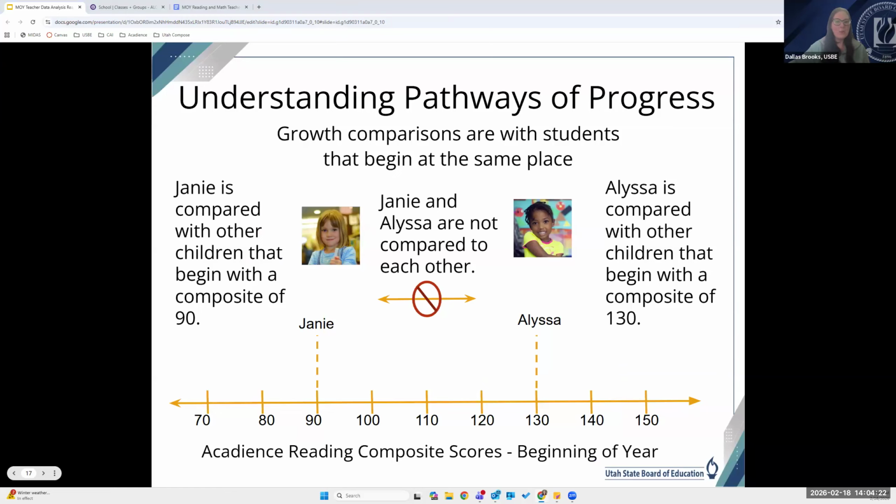Just a reminder that when we are comparing students' growth, we are comparing students with other students who began at the exact same place. So for the example here, Janie started with a composite score of 90. When we are looking at her pathway of progress, we are only comparing her to other students who also started with a composite score of 90. She is not being compared to our other student, Alyssa here, who began with a composite score of 130. It's students who have the same composite scores at beginning of year who are being compared to one another.